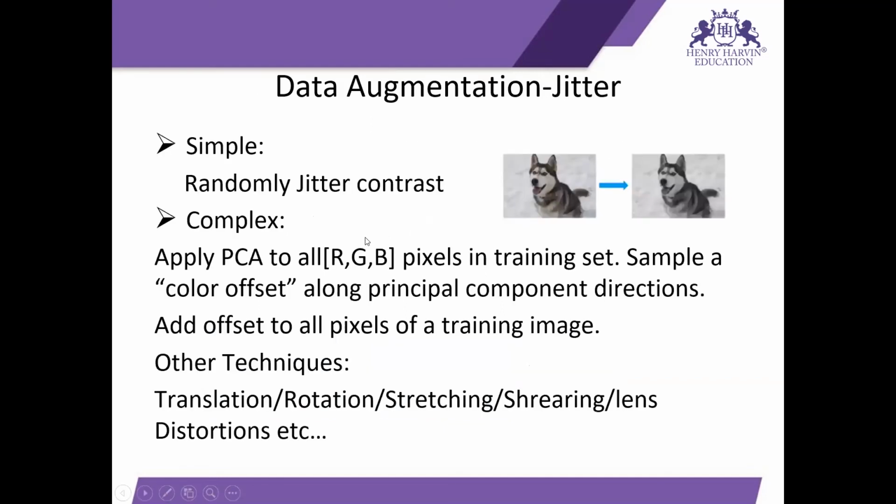The next one is about jitter. Here we can see two kinds: one is simple and the other is complex. Simple means randomly jittering contrast. For complex, we can apply PCA to all red, green, blue pixels on the training set and sample a color offset along principal component directions, and add the offset to all pixels of a training image.